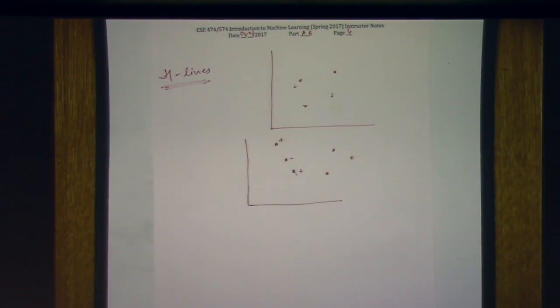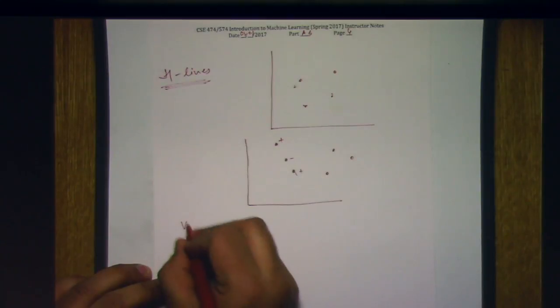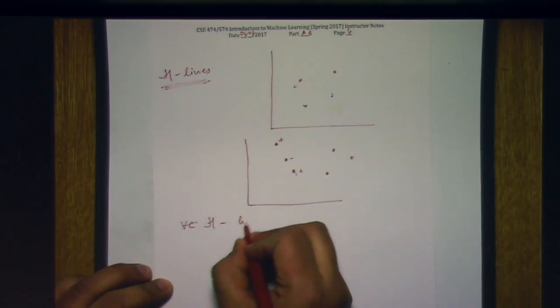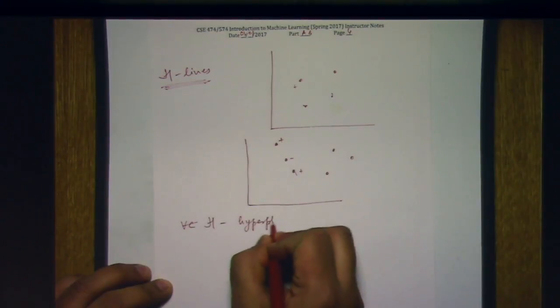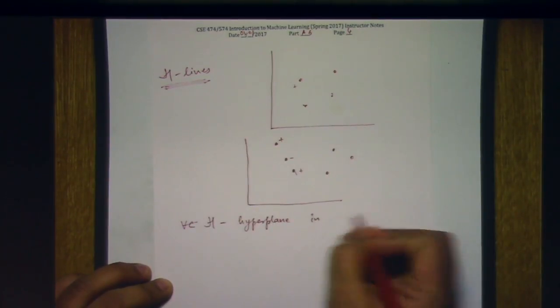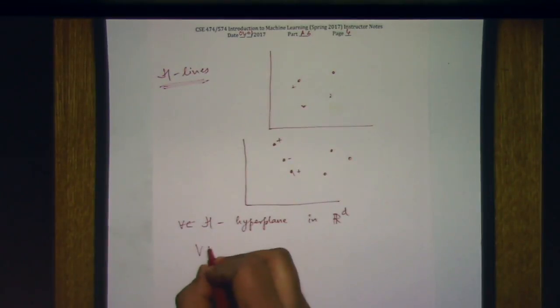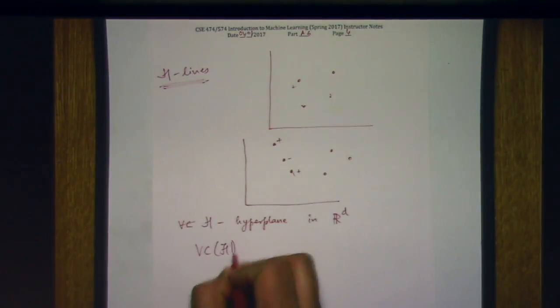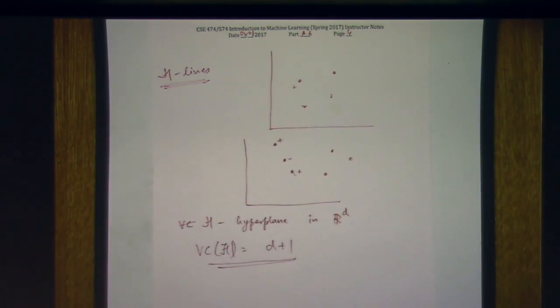So in general, the VC dimension of any hyperplane, so if your H is a hyperplane in d-dimensional space, if it is in R^d, then the VC dimension of that H will actually be d plus 1. Okay, so if it is in 2-dimensional space, VC dimension will be 3, 3-dimensional space will be 4, and so on. So that's one way of understanding it. Okay, any questions so far?